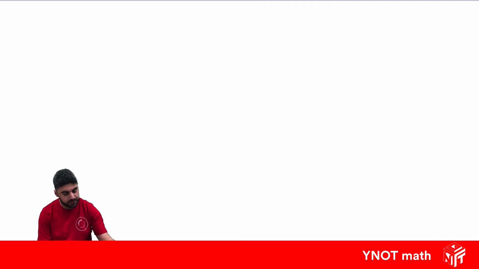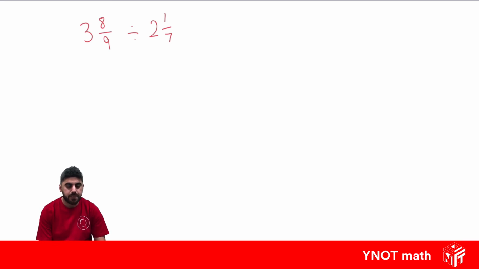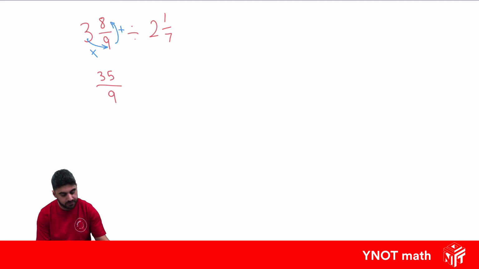Let's have a look at one more example. 3 8/9 divided by 2 1/7. So here we've got mixed numerals, and what you want to do if you have a mixed numeral is change it to an improper fraction first. So we get our whole number, multiply it by the denominator, then we're going to add it to our numerator. So 3 times 9 is 27, plus 8 gives us 35, and we keep our denominator the same.